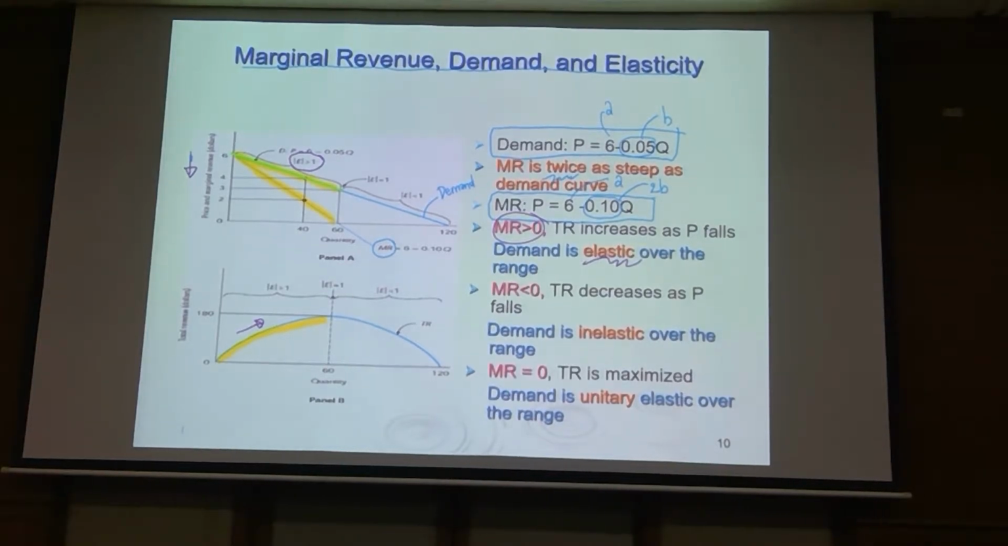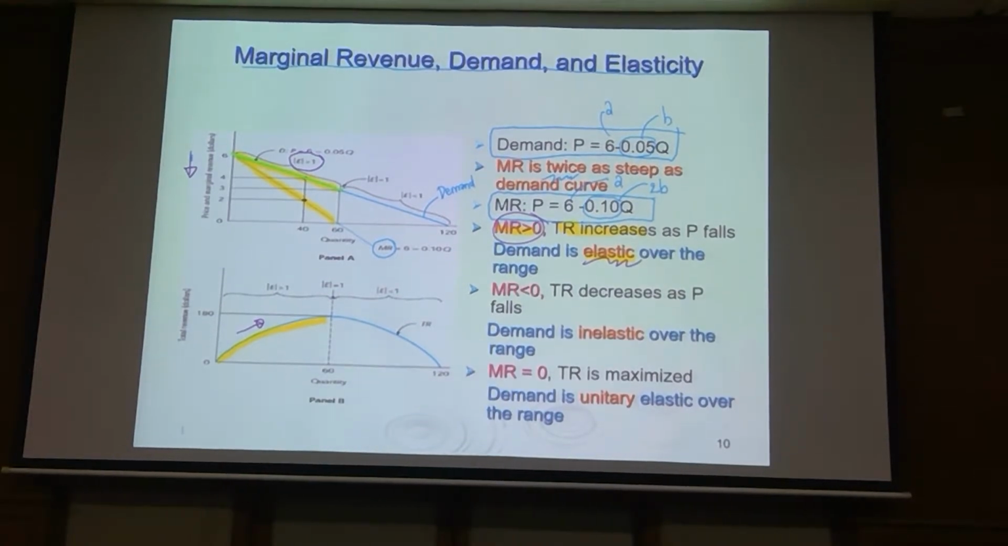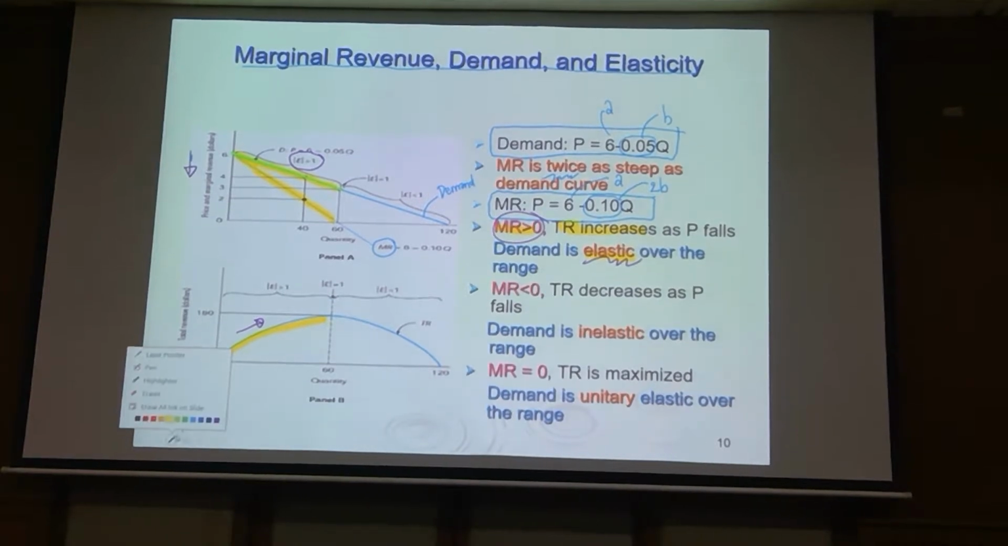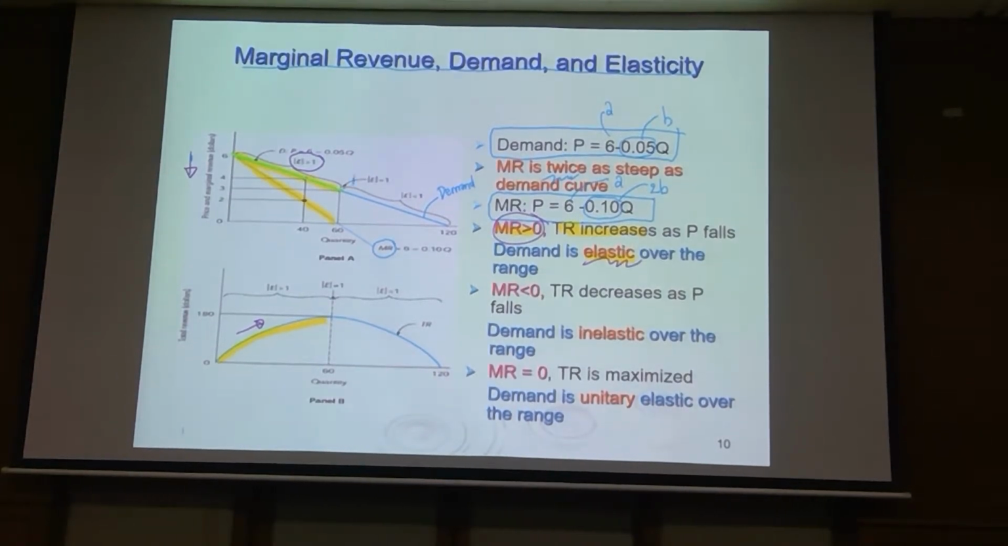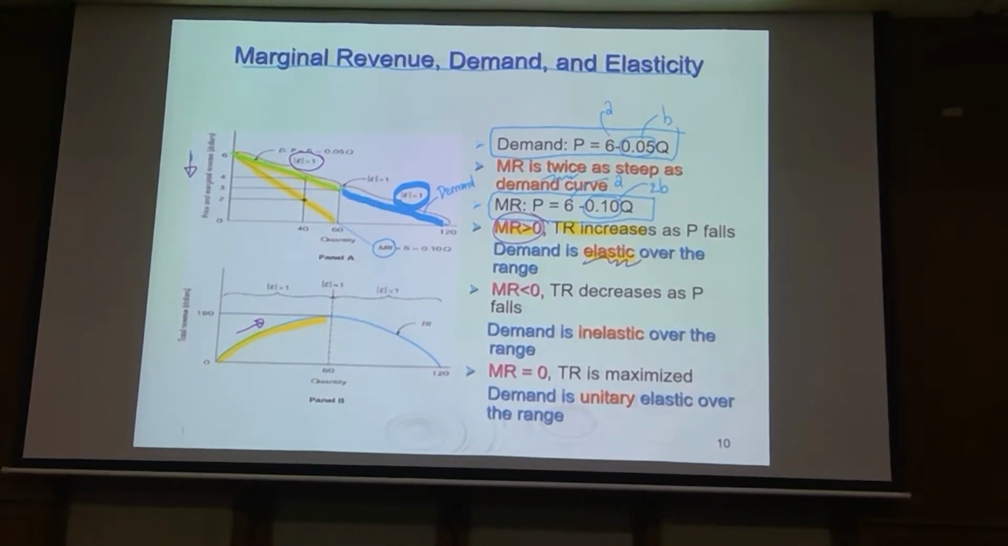So that's how we incorporate marginal revenue into the relationship between elasticity and total revenue. Basically, when we reduce price, at the lower portion of the demand curve here, demand is inelastic, right? When the price of the product is low, people are not as sensitive to the price change.